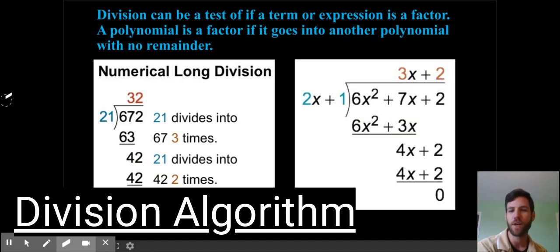To end this video, we're looking right now at a quick example of a side-by-side comparison of a numerical long division problem compared to a polynomial long division problem. And that will be the next topic we cover in our next video.